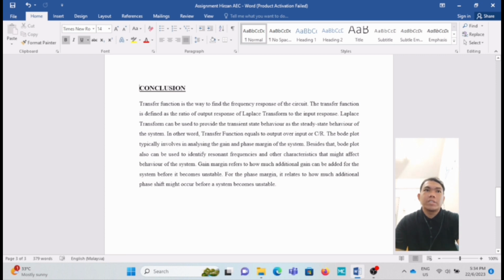The Bode plot typically is involved in analyzing the gain and phase margin of the system. Besides that, the Bode plot can also be used to identify resonant frequencies and other characteristics that might affect the behavior of the system. Gain margin refers to how much additional gain can be added to the system before it becomes unstable. The phase margin relates to how much additional phase shift might occur before a system becomes unstable.